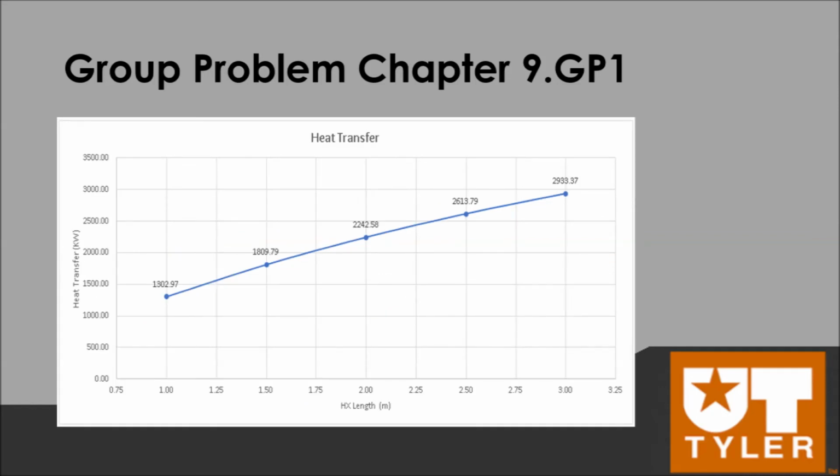Lastly, we have the heat transfer rate. The longer the heat exchanger, the larger the heat transfer rate. Notice that the increase in heat transfer rate is also not linear. This is because as the length of the heat exchanger increases, the temperature difference between the fluids decreases, leading to a lower increase in heat transfer rate.